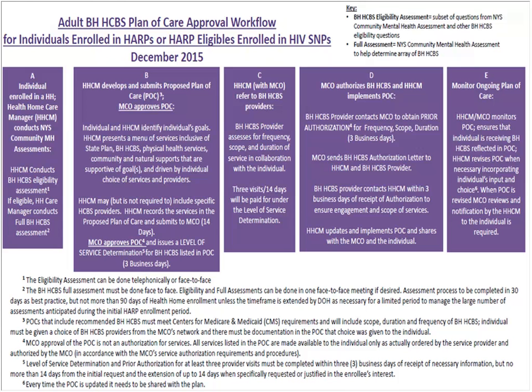The purple boxes in the middle are really where the tasks and the action between the plan, the provider, the health home care manager, and the individual will be done. So in Section A, we start out with an individual who's enrolled in a health home, and the community mental health assessment is conducted by the health home care manager. Then it's determined at that point whether the person is eligible for HCBS services, and if they are, the full behavioral health HCBS community mental health assessment is conducted. That's where we start, and then the plan of care begins in box B. Boris, if you don't mind flipping to the next slide.